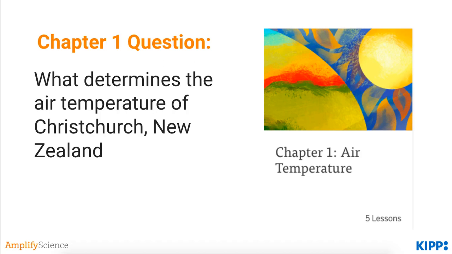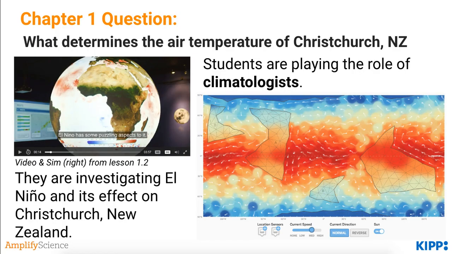Chapter 1 question: what determines the air temperature of Christchurch, New Zealand? Students are playing the role of climatologists. They're investigating El Nino and its effects on Christchurch, New Zealand. They find out early on that Christchurch experiences cooler than normal temperatures during El Nino years, and this is affecting the crops.